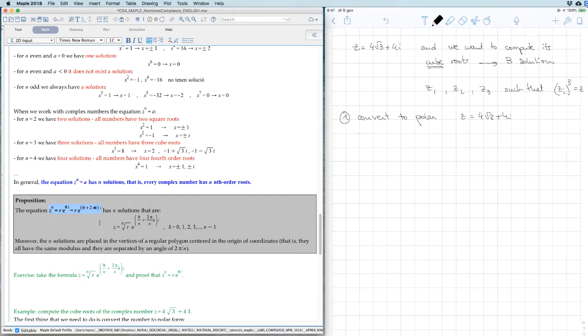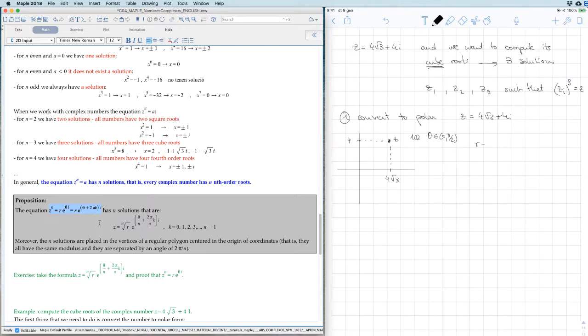Remember that it's always important to make a plot. So we have 4 square root of 3, 4. So we have a number in the first quadrant, okay? This is very important because we know that the argument is going to be between 0 and pi over 2, okay?